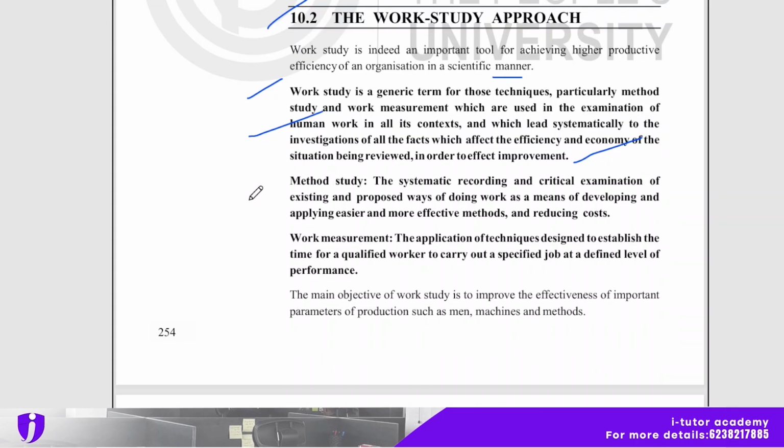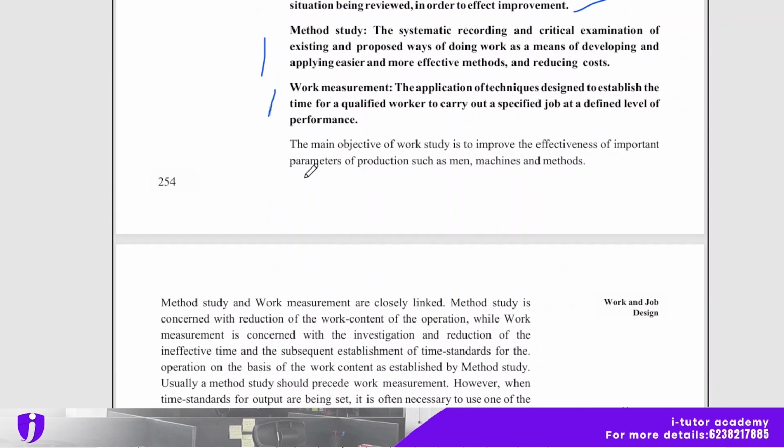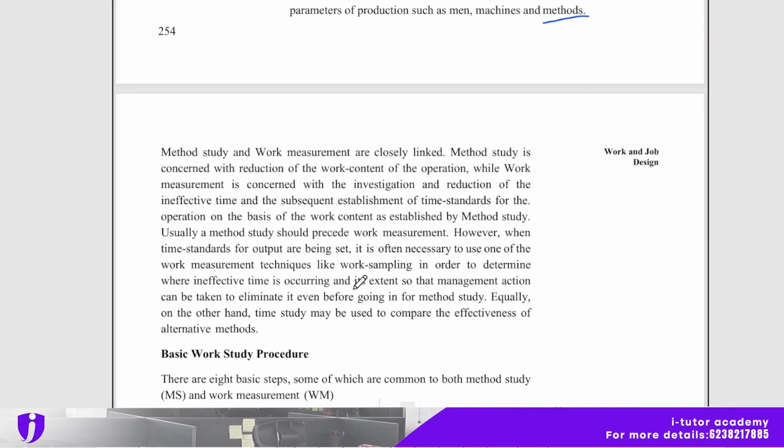Method study is the systematic recording and critical examination of existing and proposed ways of doing work as a means of developing and applying easier and more effective methods and reducing cost. And work measurement is the application of techniques designed to establish the time for a qualified worker to carry out a specific job at a defined level of performance. The main objective of work study is to improve the effectiveness of important parameters of production such as men, machines and methods. And method study and work measurement are closely linked.